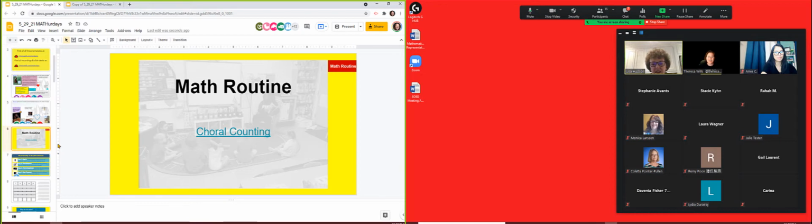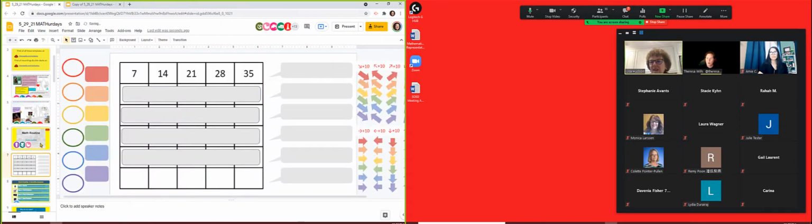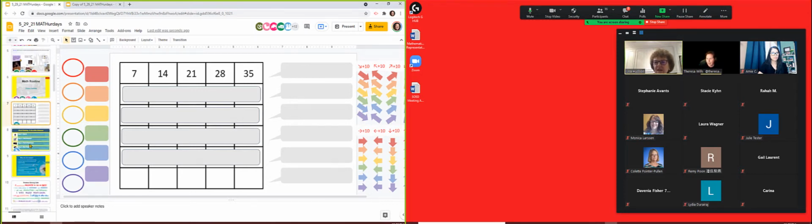We're going to move into our routine. This comes from choral counting. However, we're not going to do the choral part as much. We're really going to look at the patterns part.